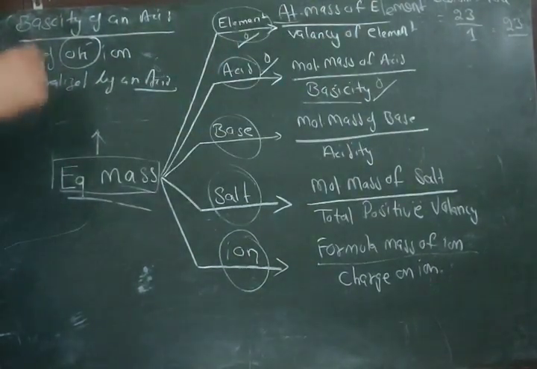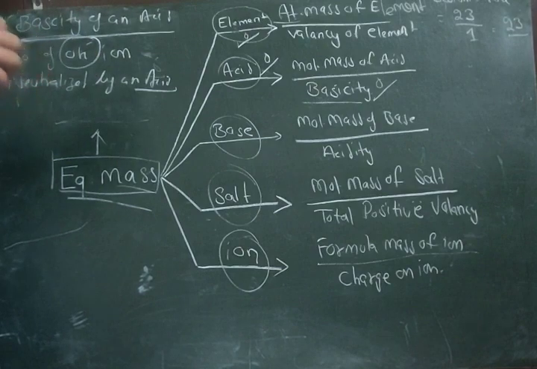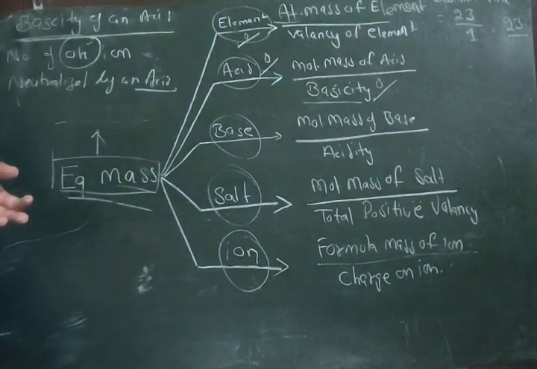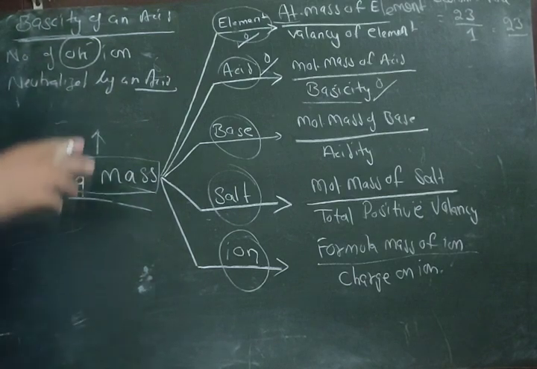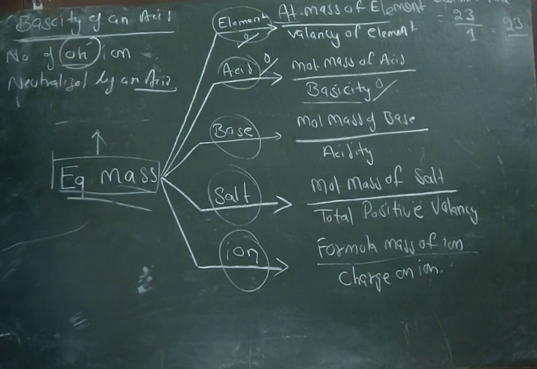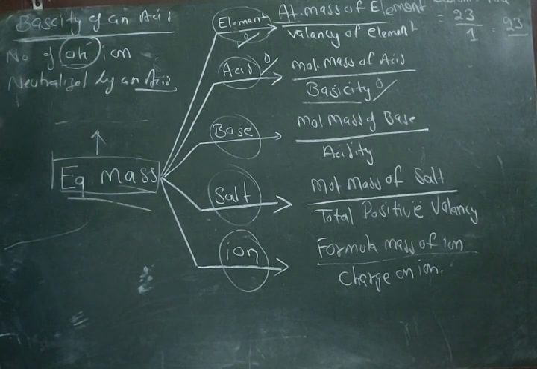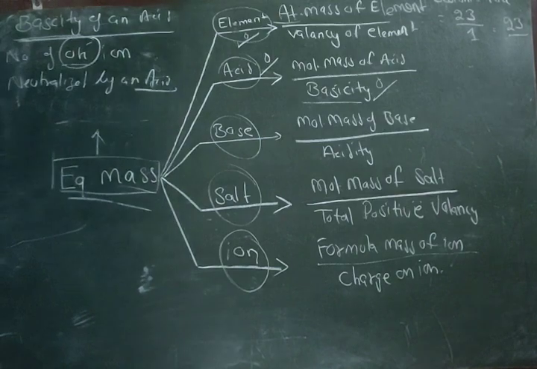No need to confuse. Basicity means you can easily calculate the number of H positive ions released by an acid, but this is not the definition actually. In the definition part we use the term neutralization of the base ion. Okay, so understand it carefully.